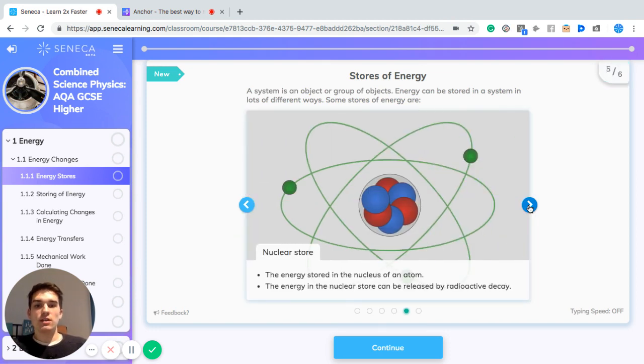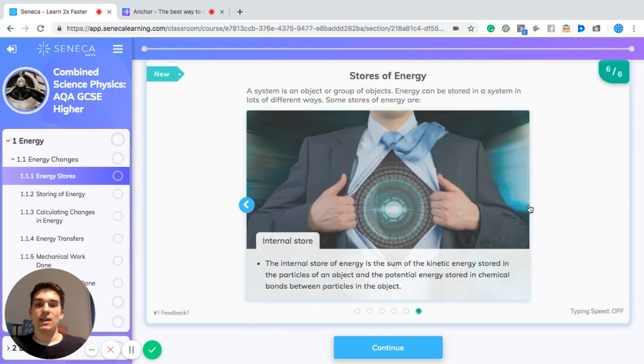Next, we've got the nuclear store. That's the energy stored in the nucleus of an atom, and the energy in the nuclear store can be released by radioactive decay. And lastly, we've got the internal store.